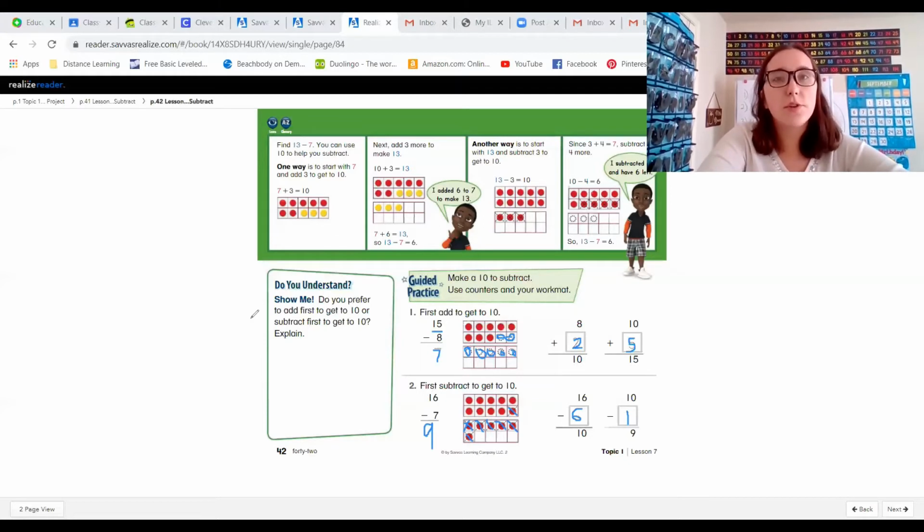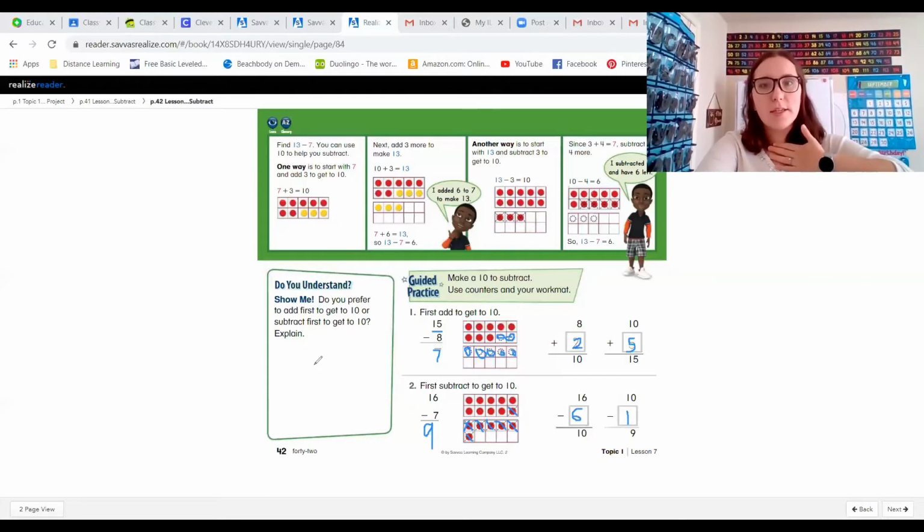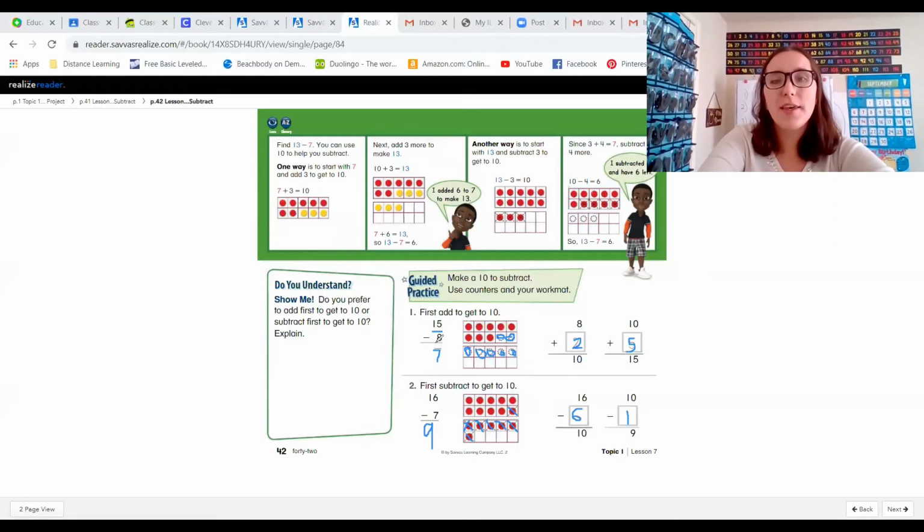Let's look at the do you understand problem. So this is a question for you. Do you prefer to add first to get to 10 or subtract first to get to 10? So just think about that for a minute. I know I personally prefer to add to make a 10 because to me it's easier to count up than it is to sometimes count backwards or to subtract.